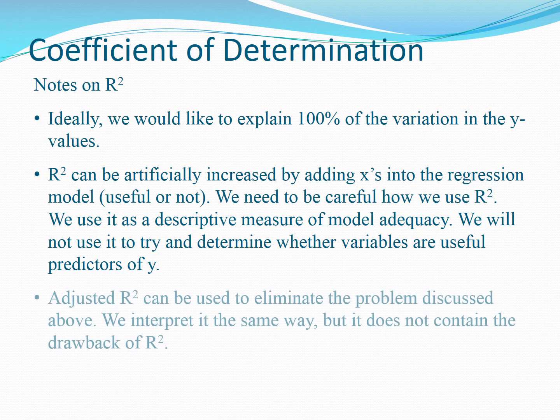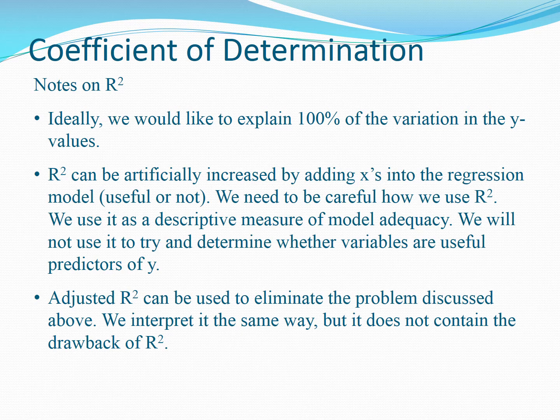And a problem with that is R squared can be artificially increased by adding x's into the regression model. And I say useful or not. What does that mean? It means if I'm trying to predict the price of a house, the size of the house is an important variable. It's going to make R squared bigger because it's going to explain some of the variation in the prices.